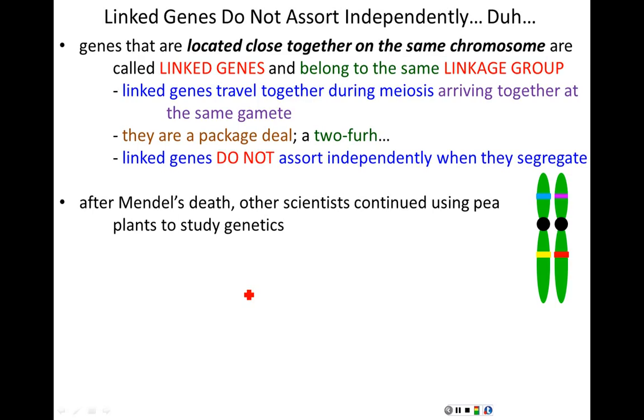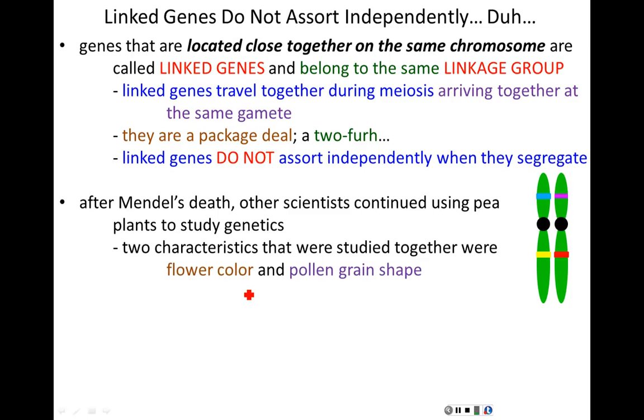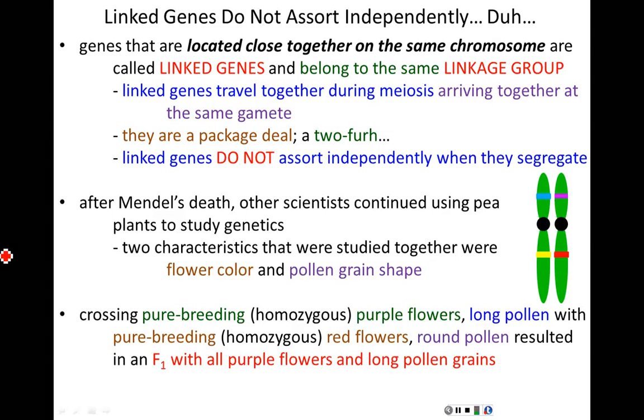See, when Mendel died, some scientists discovered his work, and they realized that he was onto something very, very big. He was onto something that was describing one of the most perplexing mysteries of life, how parents can contribute their own traits in a blended way to their offspring. So other scientists continued Mendel's work using Mendel's model organism, pea plants, to study genetics. And 2 characteristics that were studied by a scientist who came after Mendel were flower color in the pea plant and pollen grain shape. And so the experiment that was done was very much like Mendel's experiment.